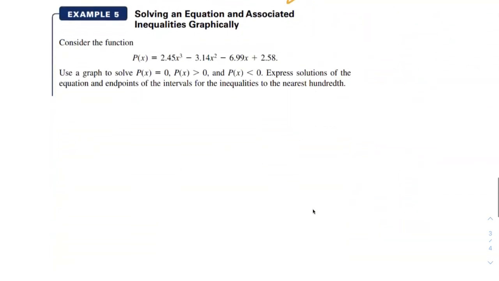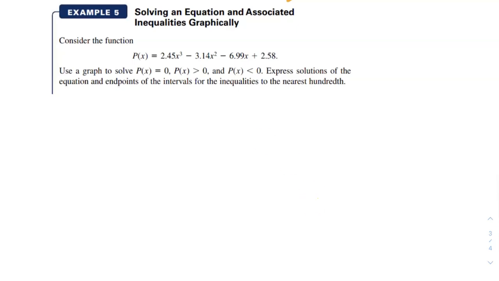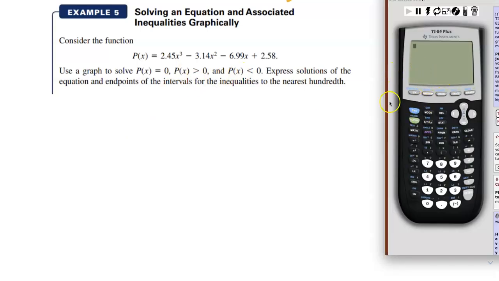It's a little nicer. That's what we're actually going to do in the next one here. Consider this graph. Use a graphing calculator to solve p of x equals 0. So we'll need a calculator. So here I brought in my calculator, and to do this, we're just going to go to y equals. We're going to type in what they want to graph. 2.45 x cubed. I don't have a cube button, so you can put power 3.